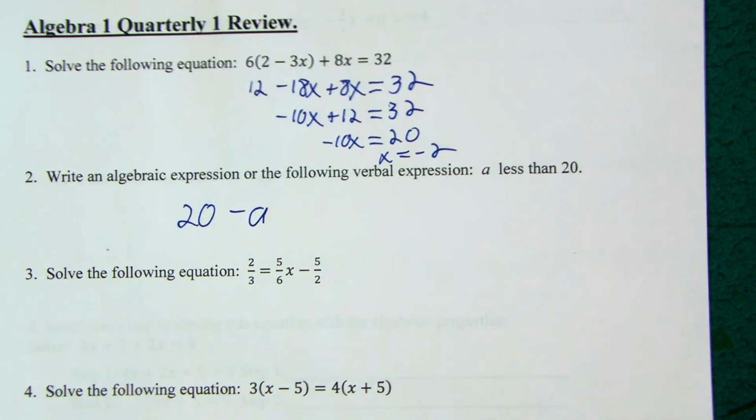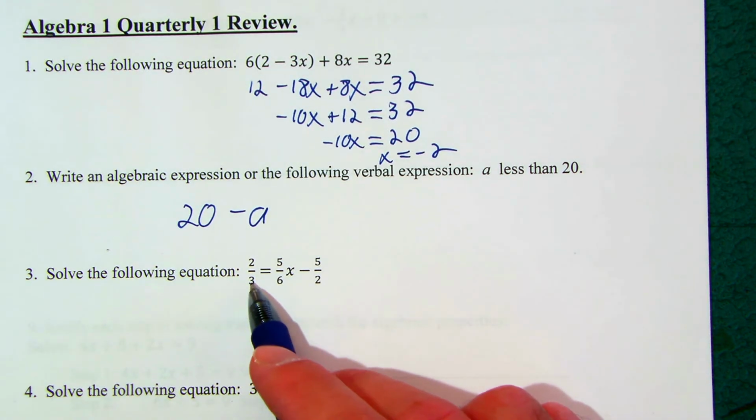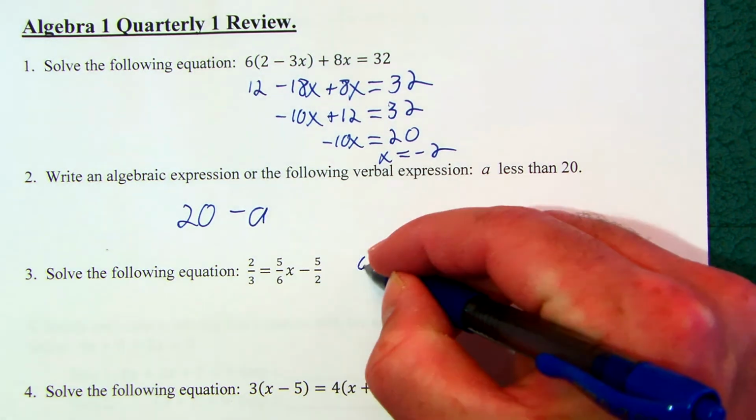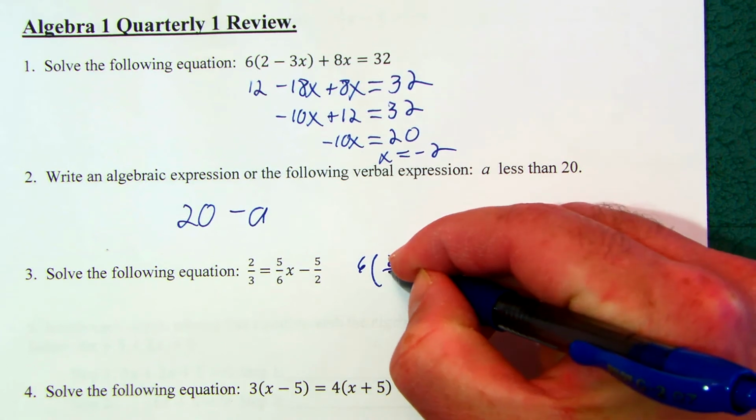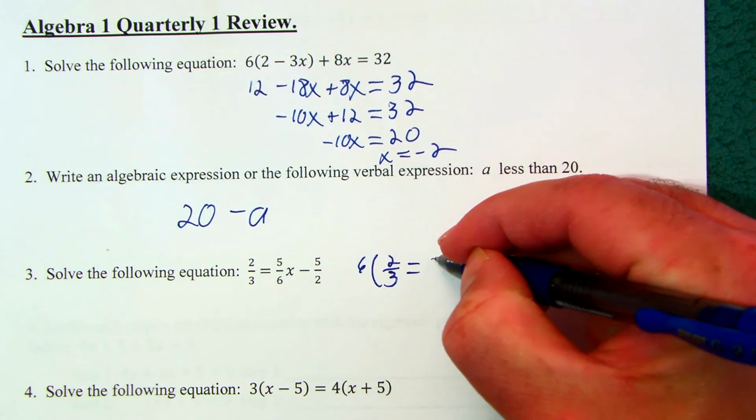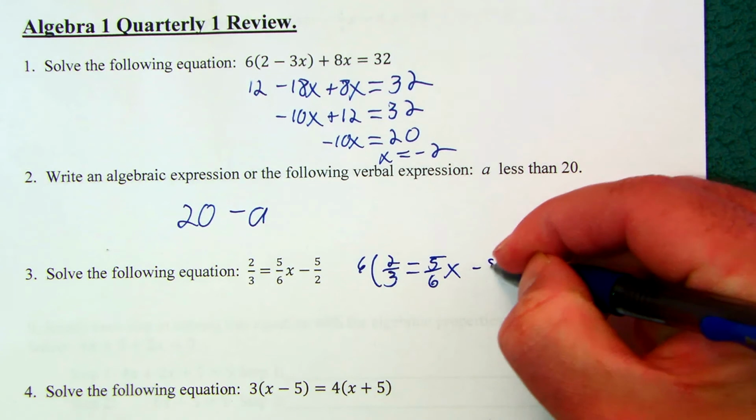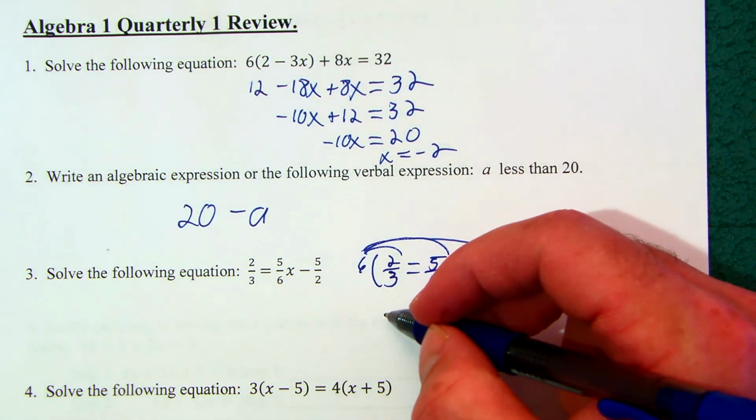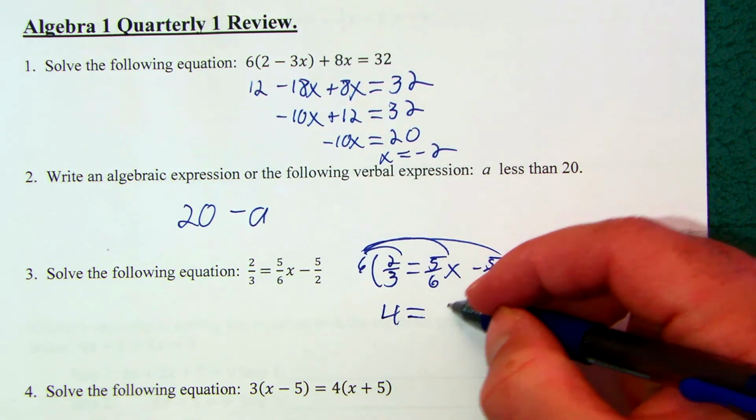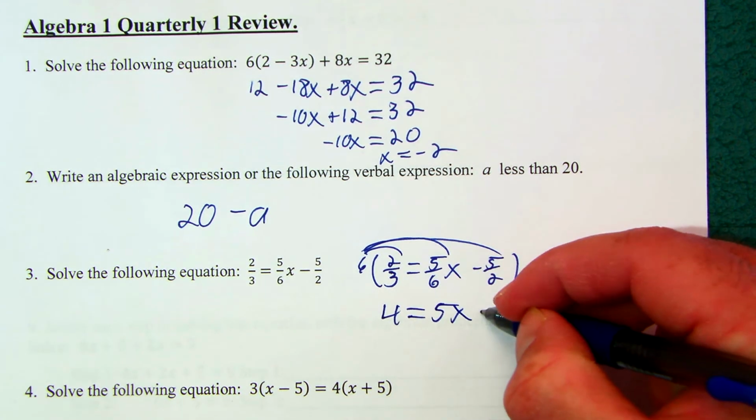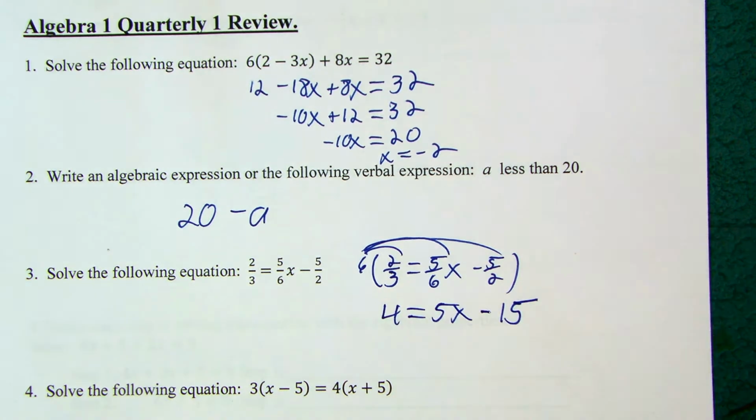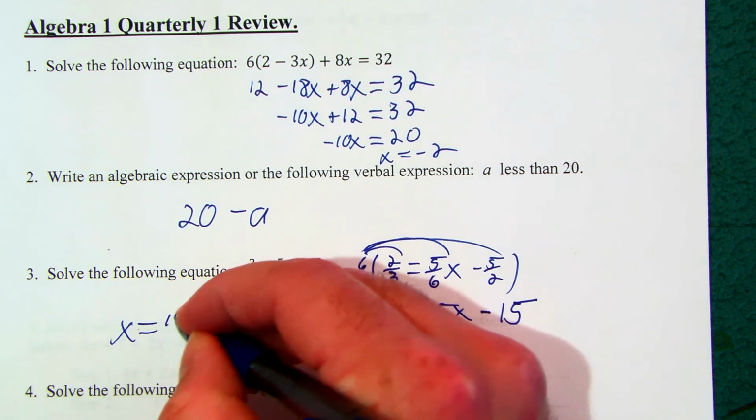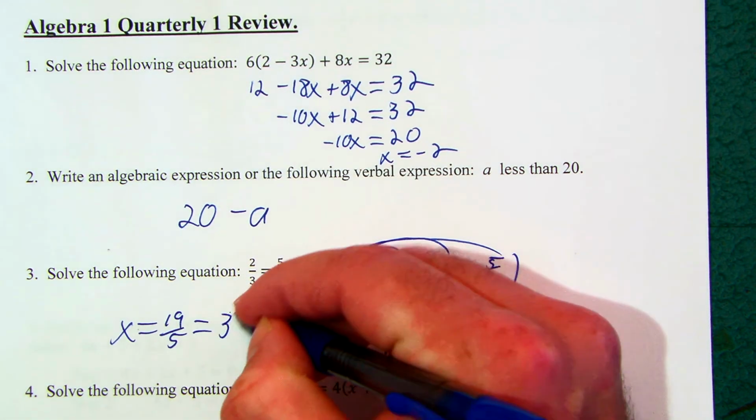Next up, you got to solve the equation here. I'm going to do the method where we eliminate the denominators. So we have 3, 6, and 2. The LCM of those is 6. So I'm going to multiply each fraction here by 6. So that's going to give me 4 equals 5x minus 15. So you get 19 equals 5x. So that means x is going to equal 19 fifths, or 3 4 fifths.